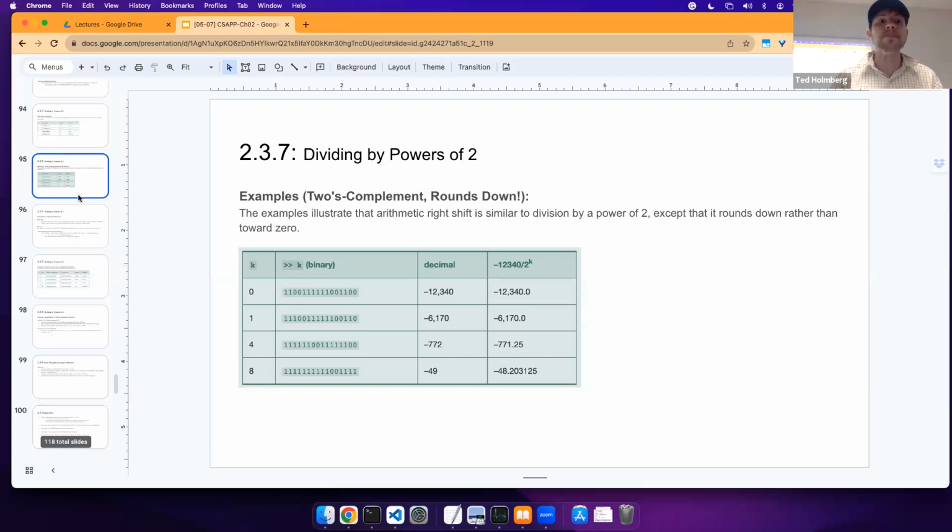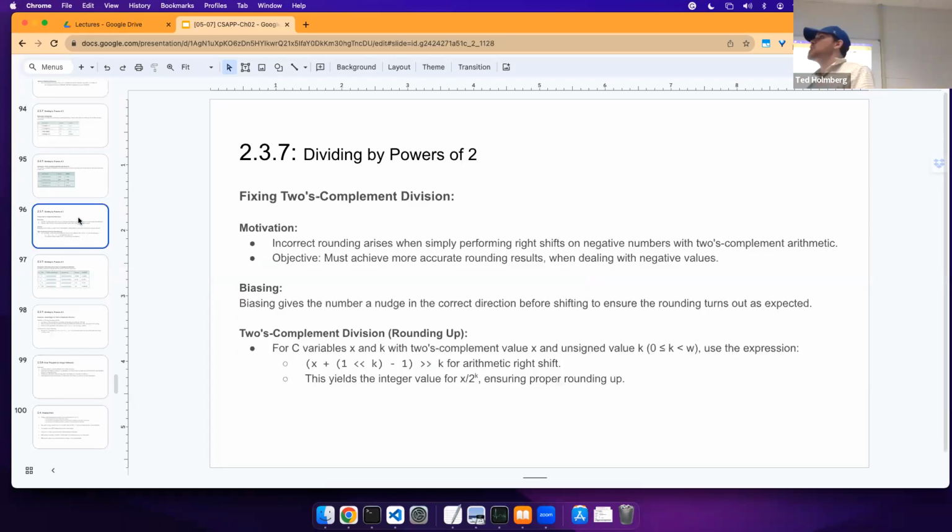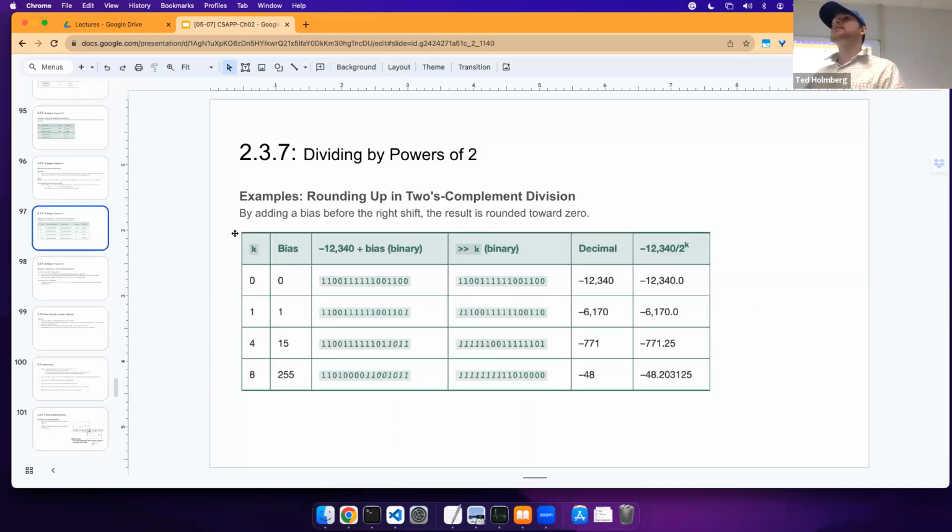In order to prevent this behavior from occurring, we make use of a bias value that we add before we do the right shift. So that produces a round up value. The expression for how C actually handles this is encoded right here. You see it in the slide, but the concept is we actually introduce a bias that's then added to the term before we do the right shift that then forces it to produce the value we want.